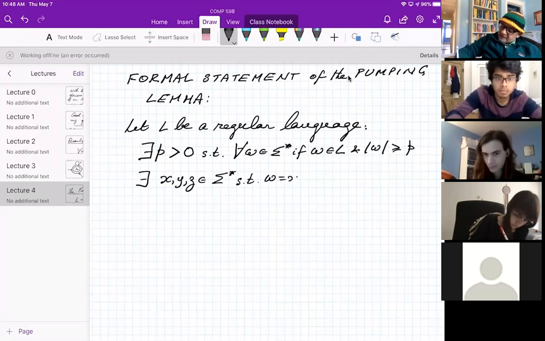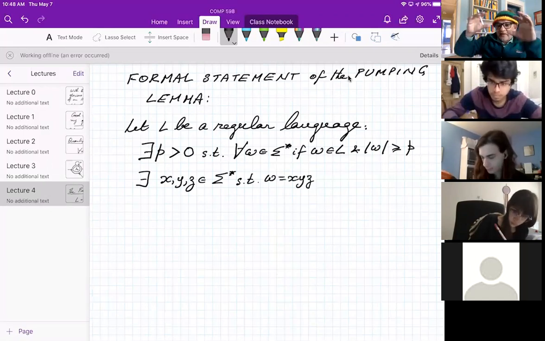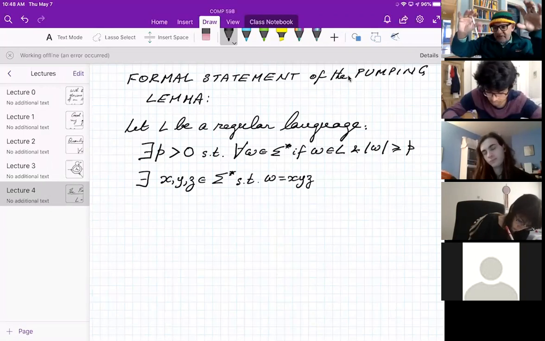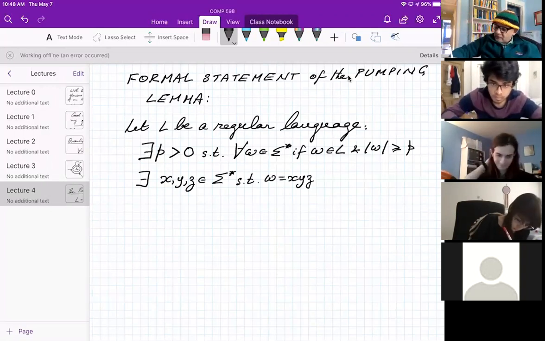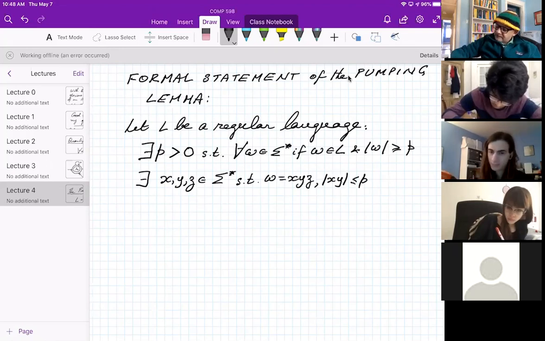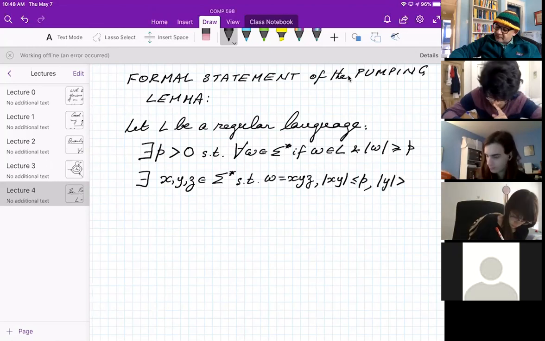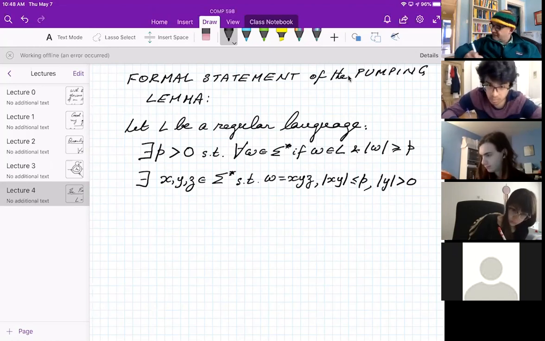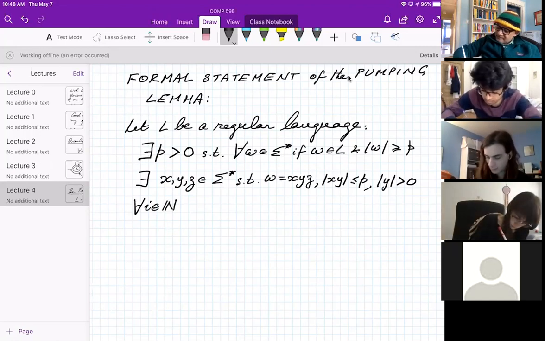W equals XYZ concatenated. So basically it says, I can take my word W and break it into three consecutive pieces, X, Y, and Z, with the conditions: length of XY is less than or equal to P, length of the Y portion is strictly positive, and for all I in the natural numbers, X, Y to the power I, Z is in L.